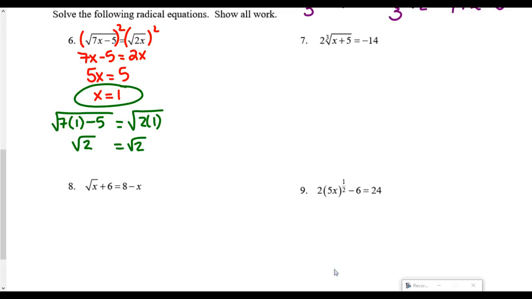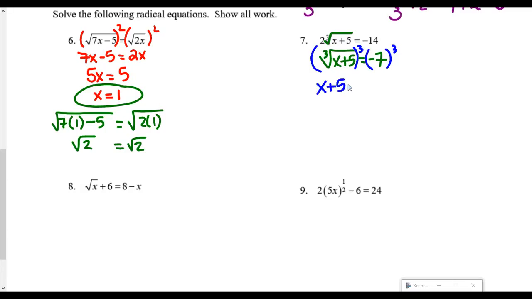All right, on number 17, this one has a cubed root right here. So the first thing I'm going to do is get the cubed root by itself. So I would divide both sides by 2 to move that over. If this were the square root equals -7, it would not work. But because it's a cubed root, it's allowed to equal a negative. So to get rid of my cube root, I'm going to cube both sides.